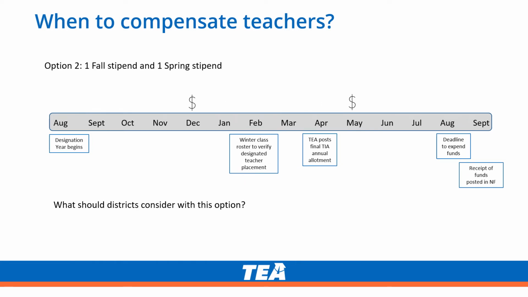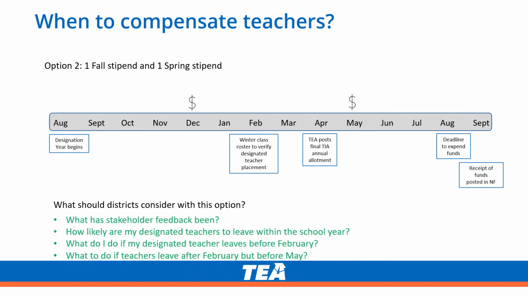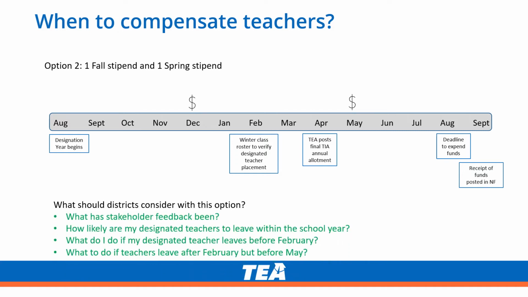In this option, the district has decided to pay in one fall stipend and one spring stipend. In this scenario, the district should consider the following. First, what has stakeholder feedback been? Second, how likely are designated teachers to leave within the school year? Third, what will the district do if the designated teacher leaves before February, when the allotment is confirmed? And fourth, what will they do if the teacher leaves after February but before May?